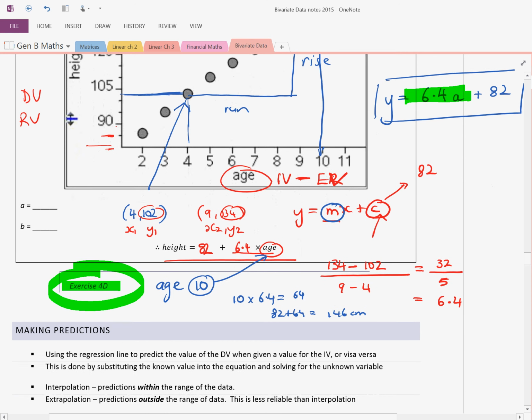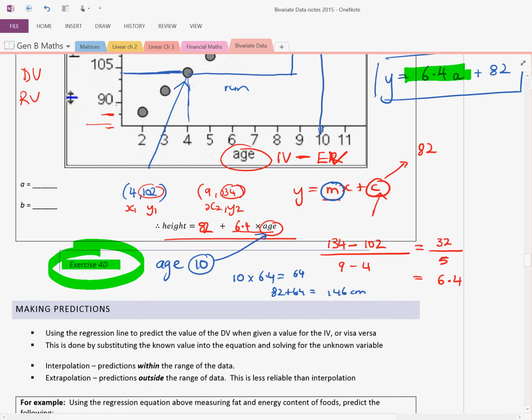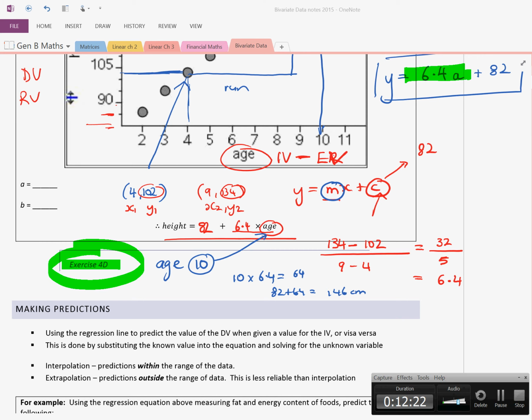Okay. Now, just quickly though, if we ever make predictions, I might stop that video there because it's already gone for 12 minutes. I don't want them to go for too long. And in the next one, we're going to go through making predictions.